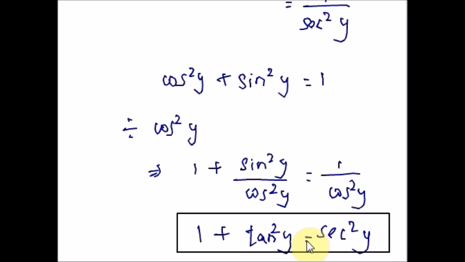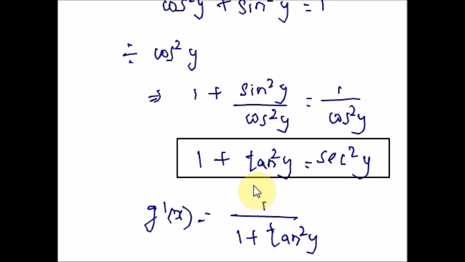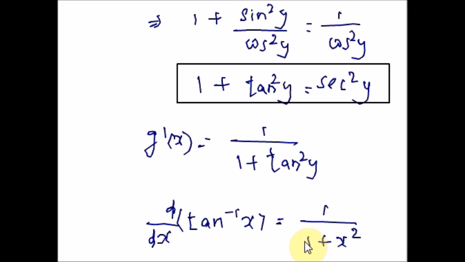Now, using this expression, you can replace secant square y by 1 plus tan square y. So the denominator would become 1 plus tan square y. Finally, using the second portion of the definition of the inverse tangent function will give us 1 plus x square. So the derivative is 1 over 1 plus x square.